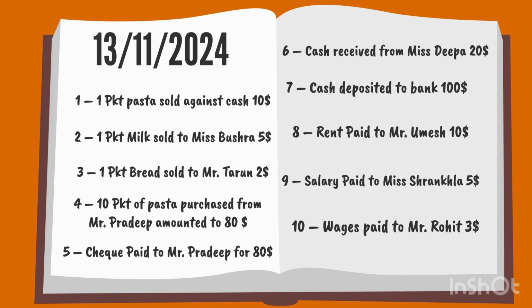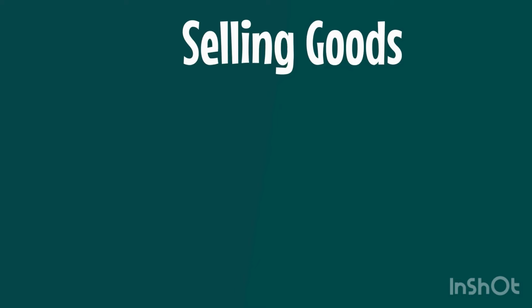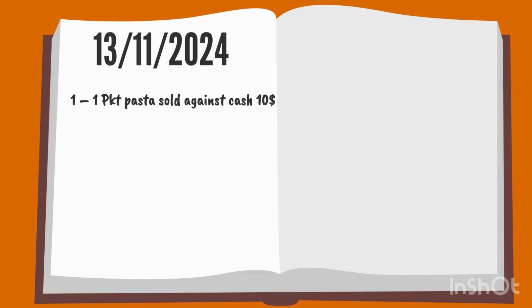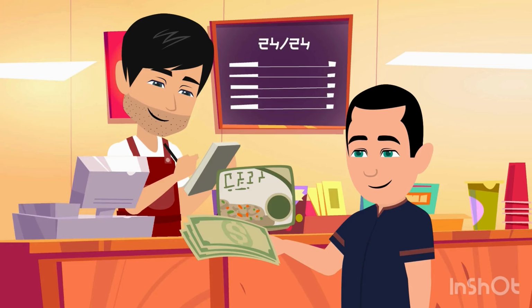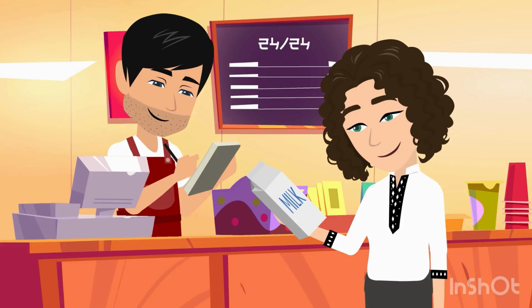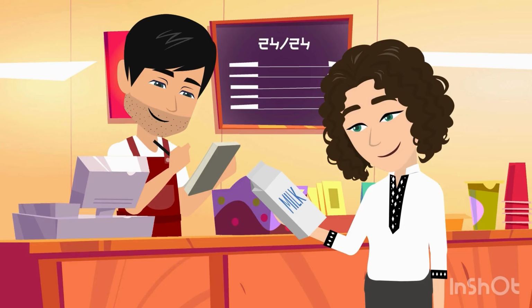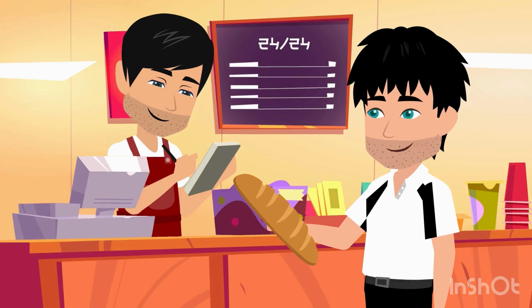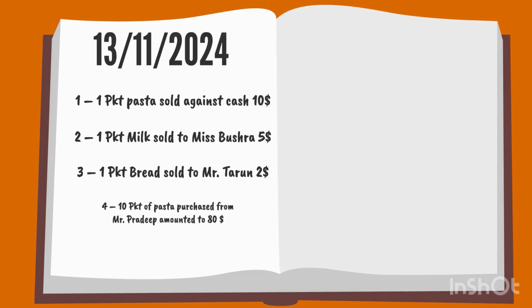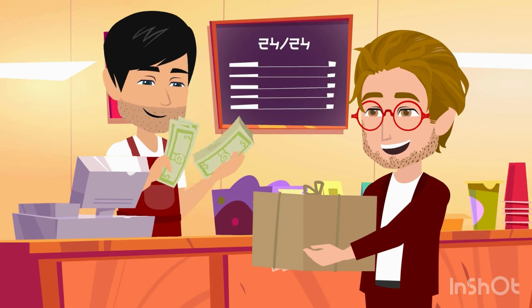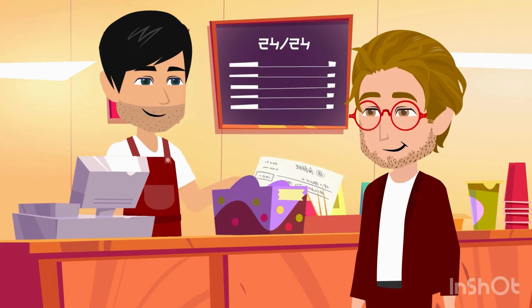These are the common transactions in a grocery store. 7-Eleven Snacks is selling goods and paying expenses. 1. One packet of pasta sold against cash $10. 2. One packet of milk sold to Miss Bushra, $5. 3. One packet of bread sold to Mr. Tarun, $2. 4. 10 packets of pasta purchased from Mr. Pradeep amounted to $80. 5. Cheque paid to Mr. Pradeep for $80.